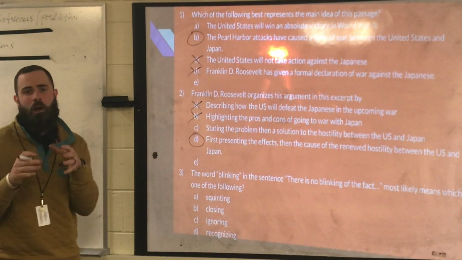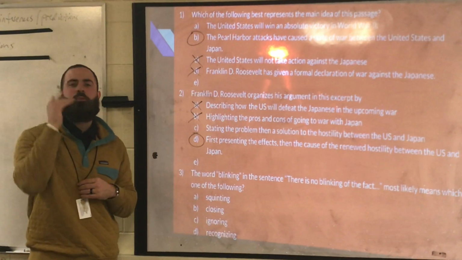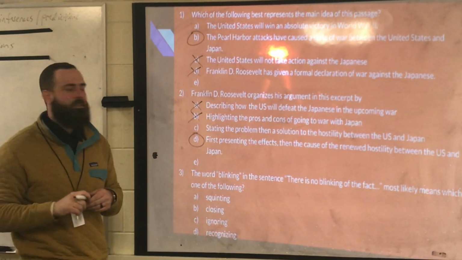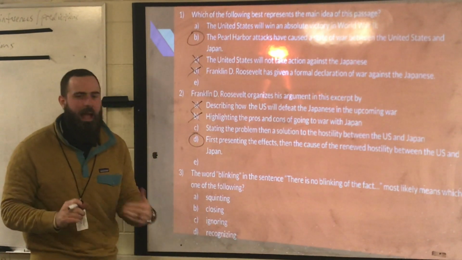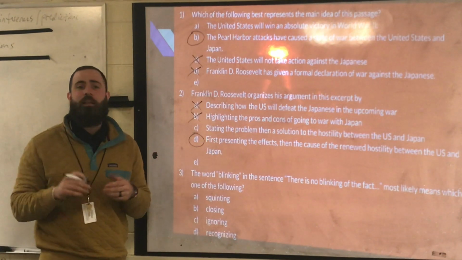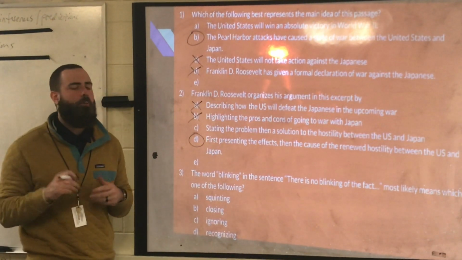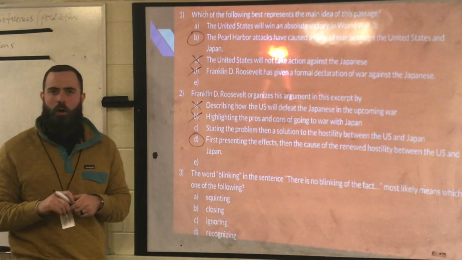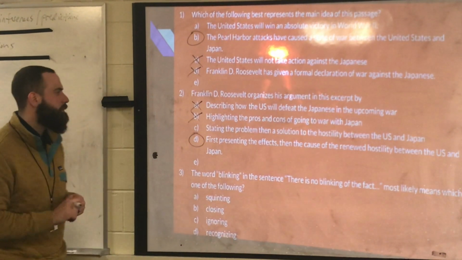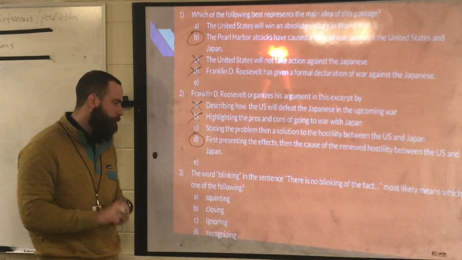FDR starts his argument by breaking down, here is where we are. Here are the effects of Pearl Harbor's attack. And then ultimately at the end, he brings up that this is the cause of renewed hostility. And then again, he's asking Congress for permission to declare war against the Japanese. So D is going to be our best choice.